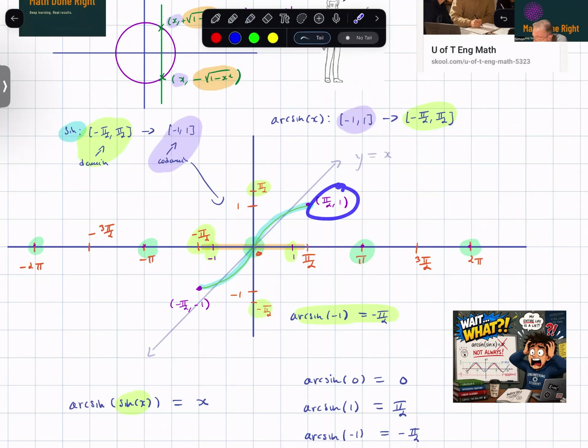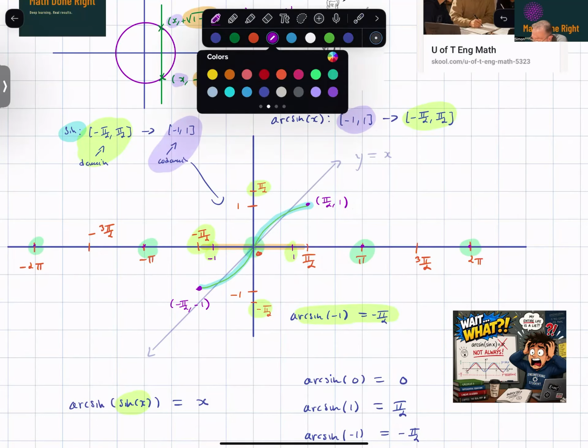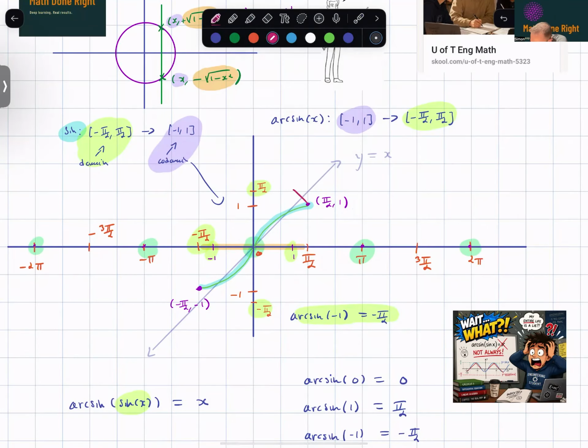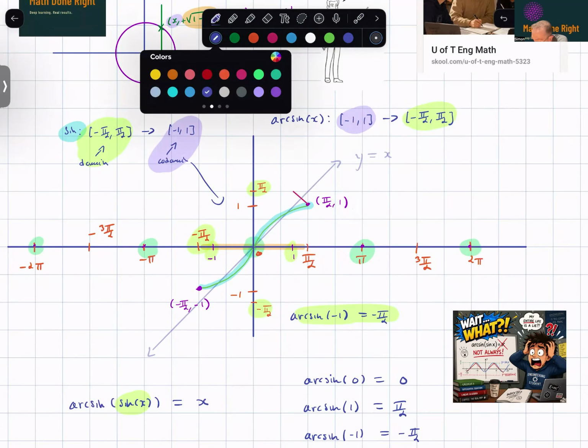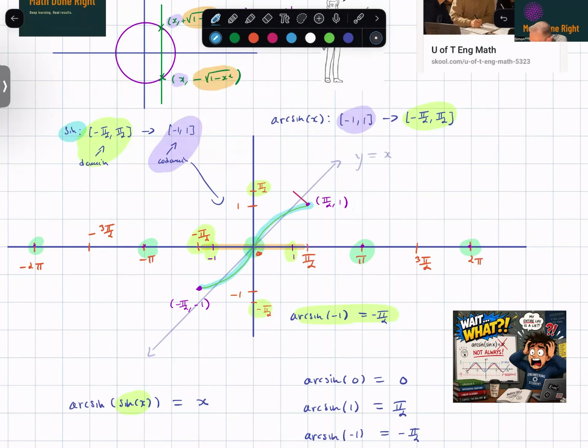So if pi over 2, 1 is on the graph of the original function, then on its inverse is going to be the point, and let's pick a different color to make it stand out a bit, 1, pi over 2, right? If x, y is in the graph of f, then this is actually an if and only if, y, x is in the graph of f inverse.